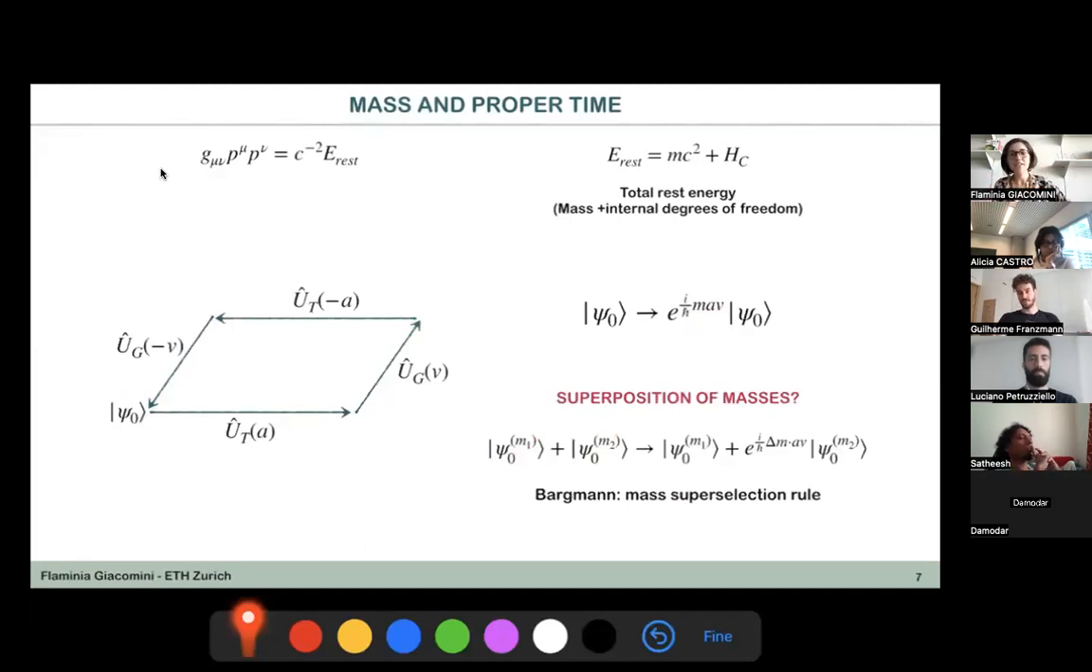Okay, so, however, this is also a bit strange because we superpose states with different energies, at least in the lab, every day. So how do we get out of this?